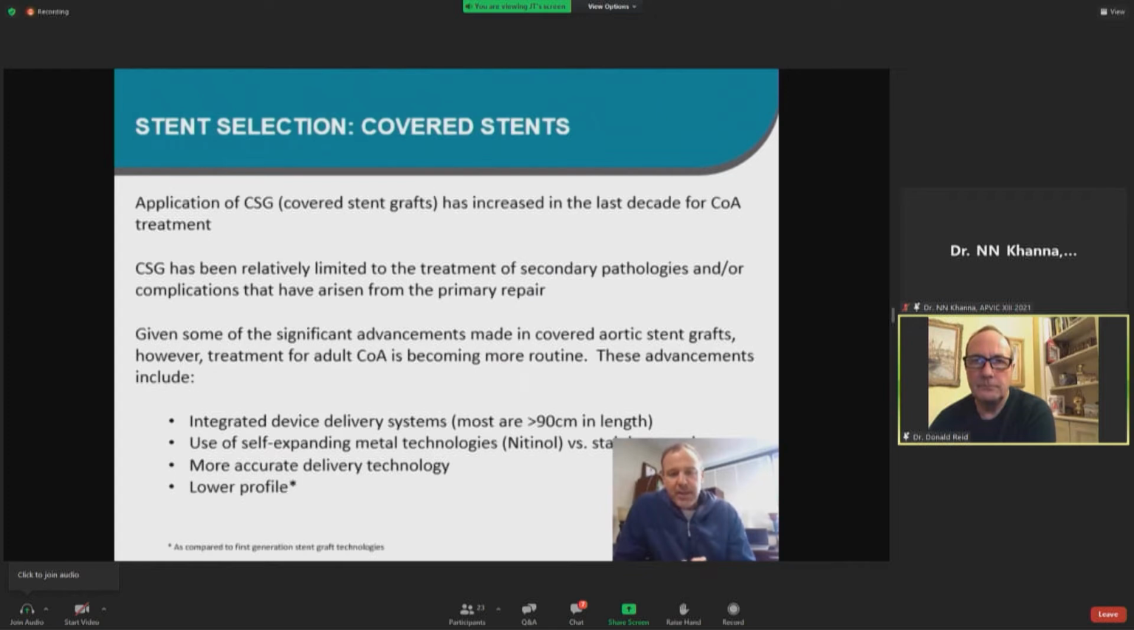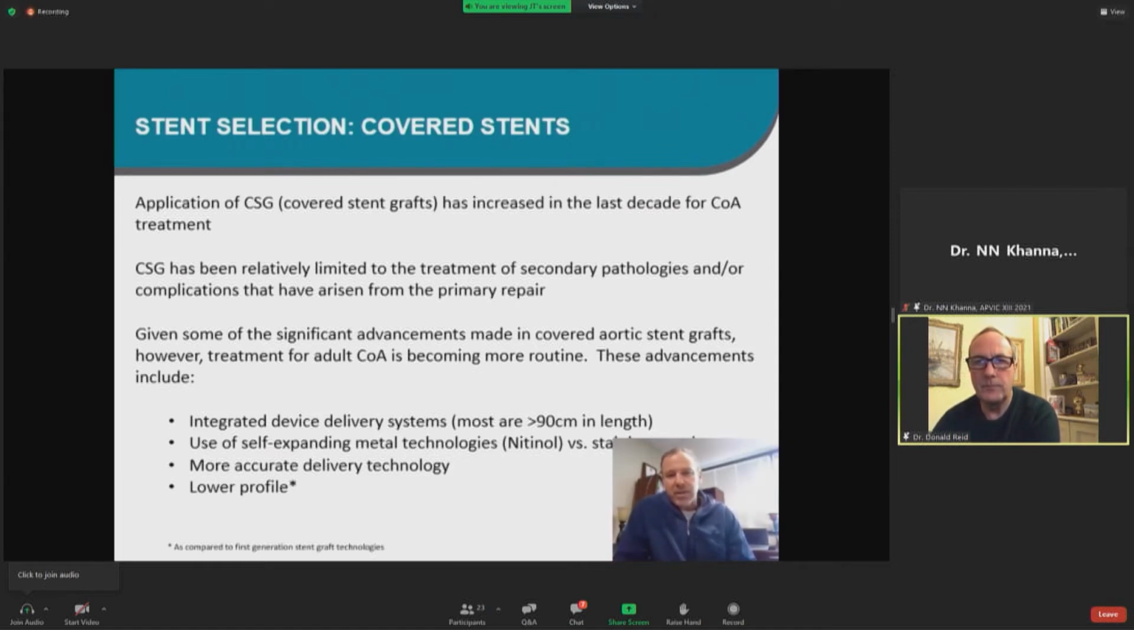So what exactly are the devices that can be used? Certainly there are balloon expandable stents. We've actually gone away from those and gone more to covered self-expanding stent grafts, and I'll give you my reasoning why and some of the data that we've looked at. But certainly covered stent grafts have increased in the last decade for coarctation treatment.